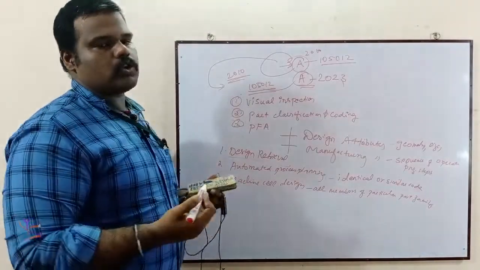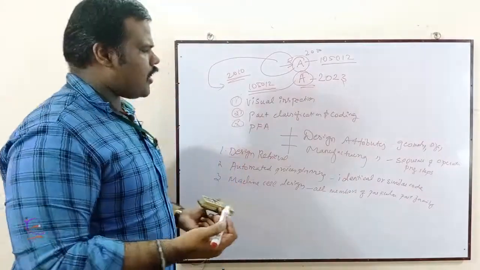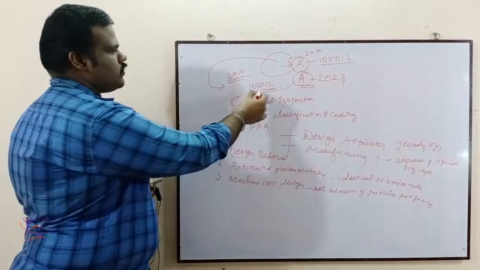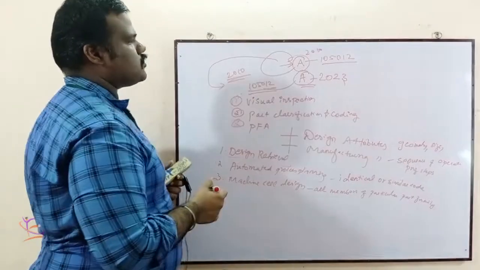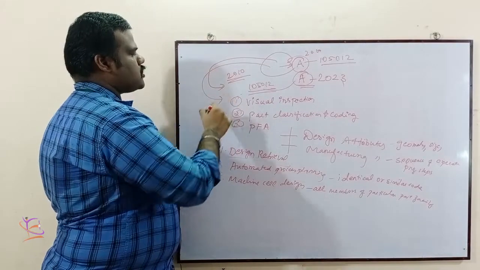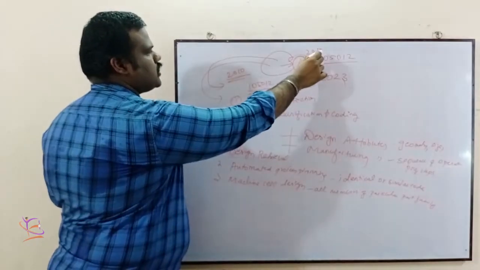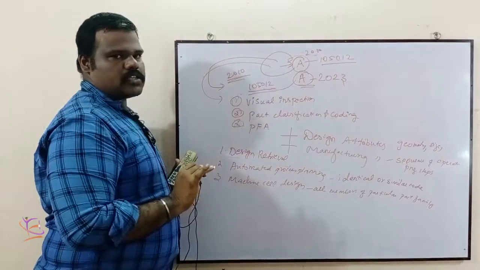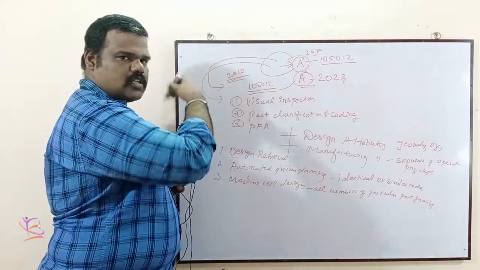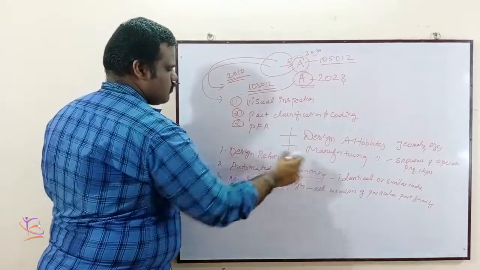And next is automated process planning. What is automated process planning? For an identical or similar code, 10502 is already available. So the process planning which I did for 10502 in 2010 is enough for 2023 as well. So now this process planning is automated, and it will be easy. That is one advantage.